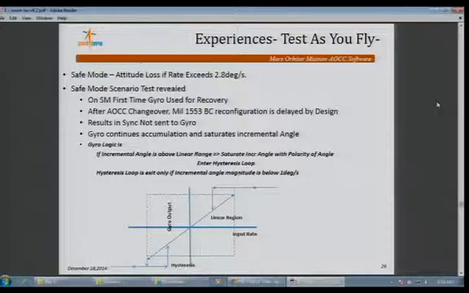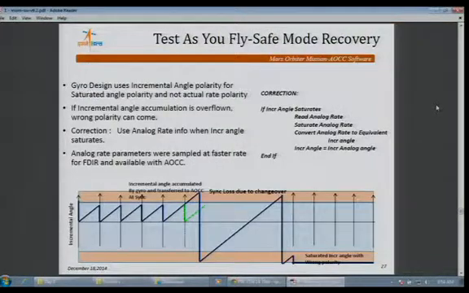It results in the synchronization pulse not going to the gyro. This resulted in the gyro continuing the accumulation and saturating the incremental angle. So there is a hysteresis loop inside the gyro. Next slide, please. Basically, the gyro design uses an incremental angle.